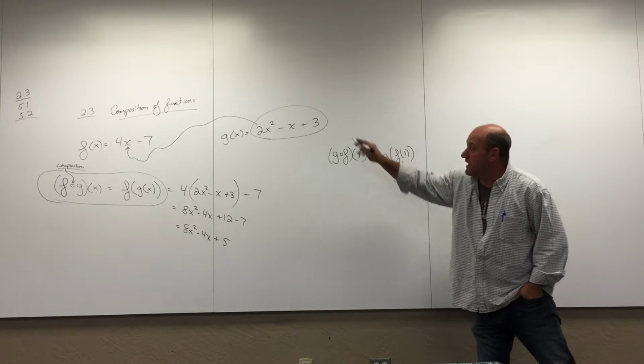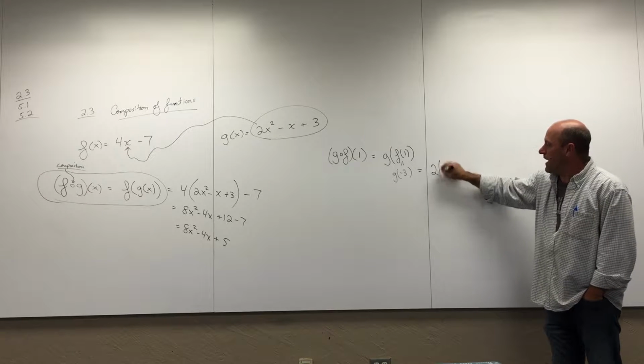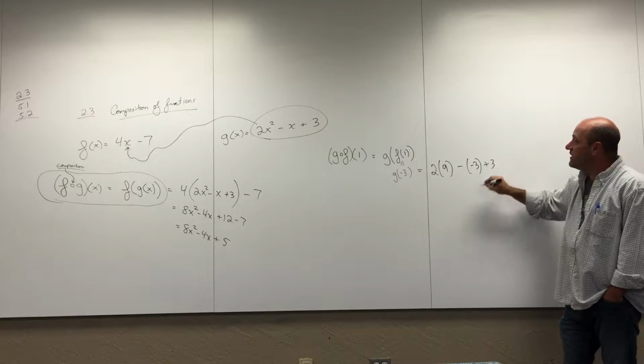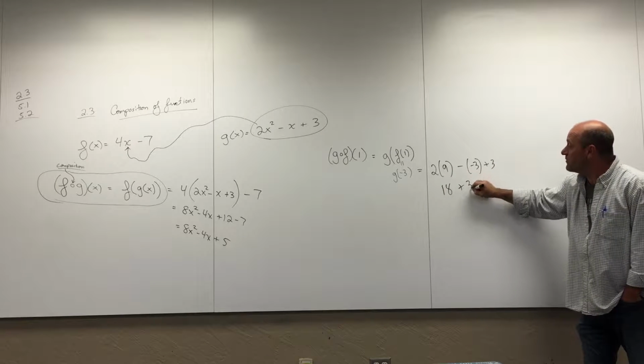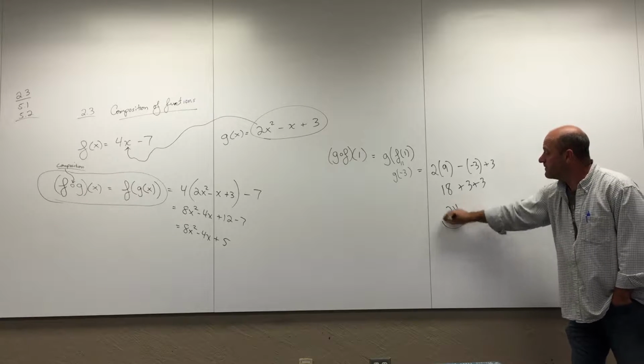I'll just finish this real quick. That means I got to plug a negative 3 into g. 2 times 9 minus a negative 3 plus 3. I think that's 18 plus 3 plus 3. I think that's 24. That's the answer.